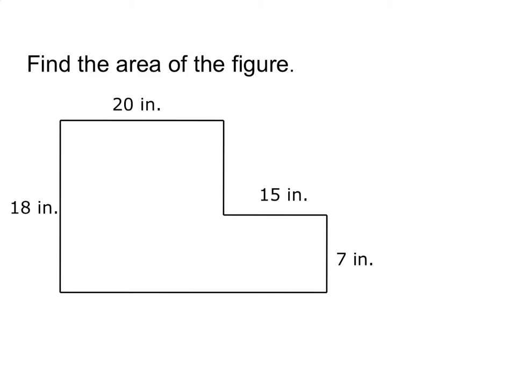So what's our area? This one was 20 times 18. That was 360, right? And then 15 times 7 was 105. So when you add it together, your area is 465. What kind of units?